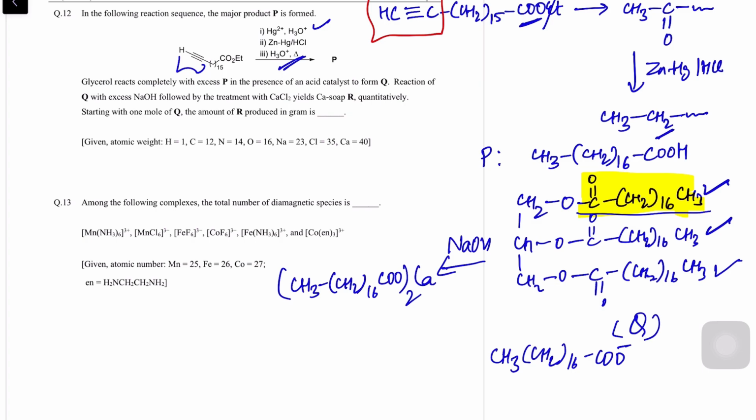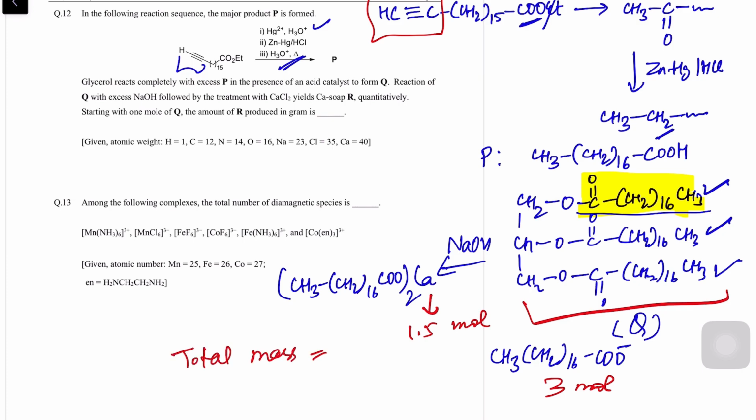Now, starting with 1 mole of Q, of course, if you start with 1 mole of this compound, you will get 3 moles of these ions. And because they combine with calcium, and calcium has a valency of 2, the calcium consumed will be 1.5 mole, half of that, right? So the total mass you can calculate. Calcium is 1.5 mole, so 1.5 into 40, that is 60. And you can calculate the mass of this, right?